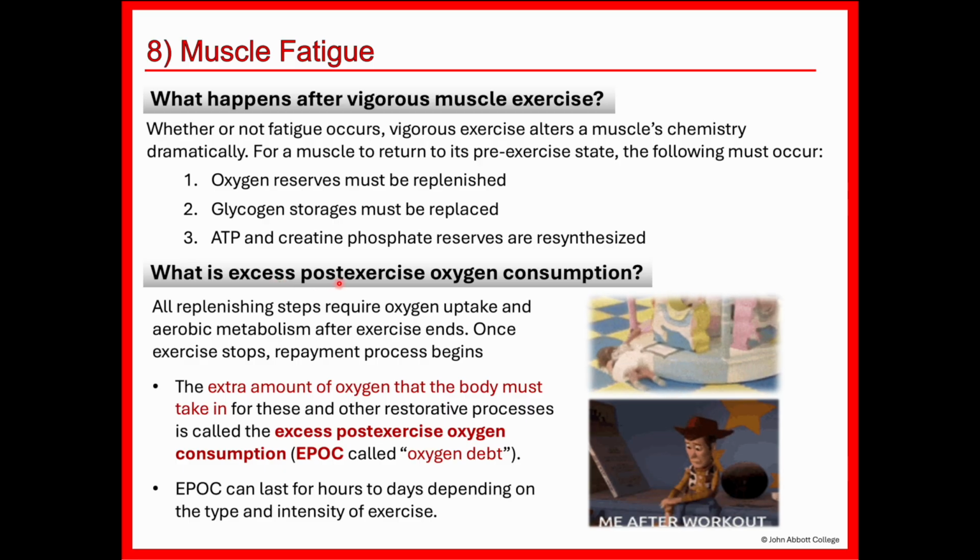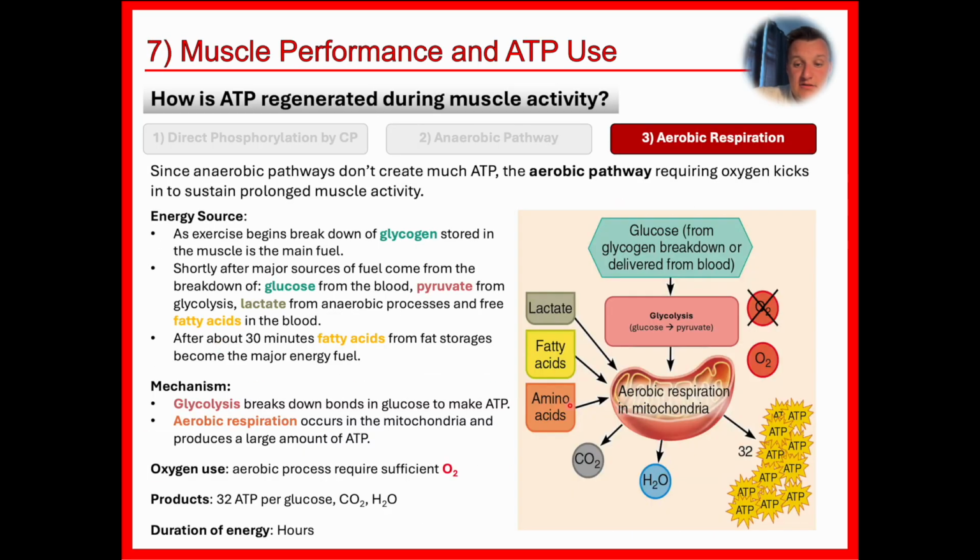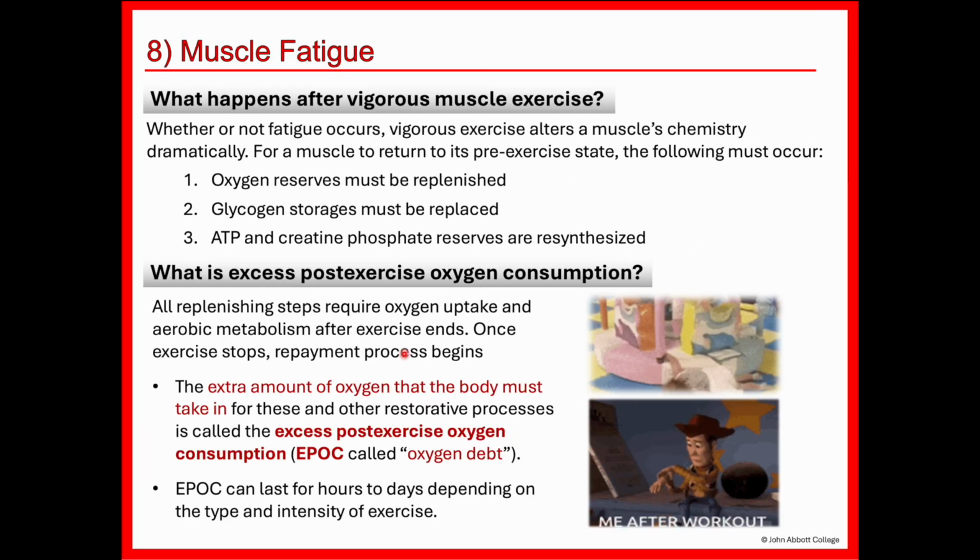So what is excess post-exercise oxygen consumption? All these three replenishing steps above require oxygen uptake and aerobic metabolism. They require this to occur even after exercise. So once exercise stops, repayment needs to begin. The extra amount of oxygen that the body must take in for these steps to be replenished, and other restorative processes, is called the excess post-exercise oxygen consumption. Basically, it's called the oxygen debt.